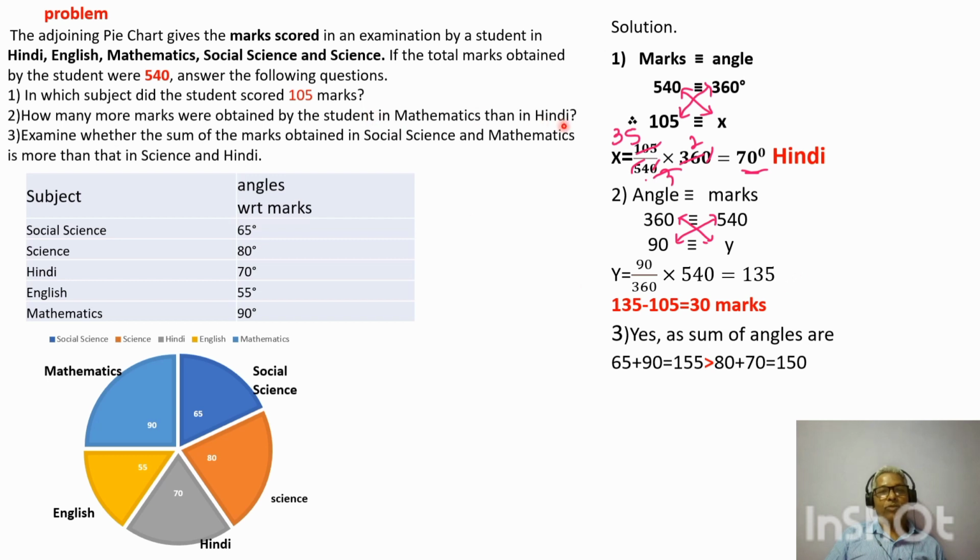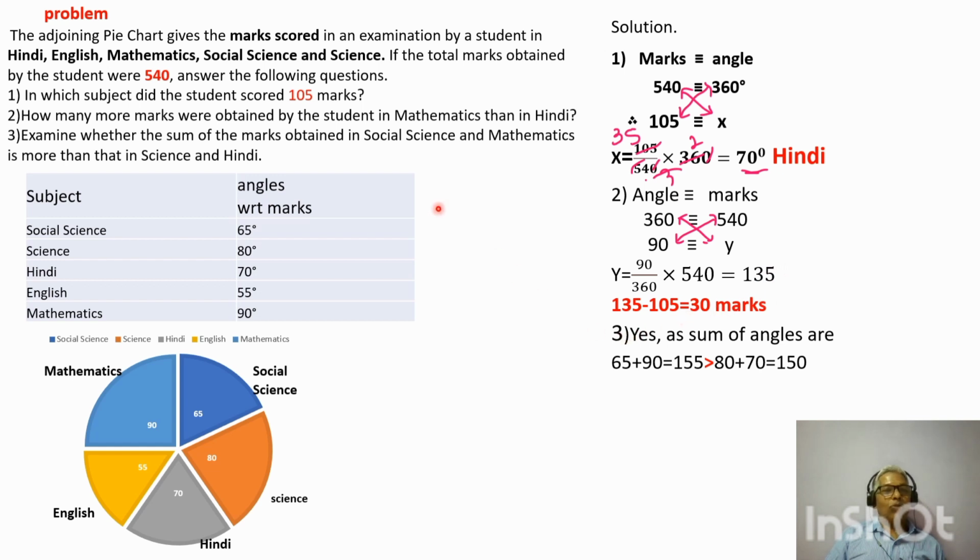Okay, so second question. See, only finding out this will not solve your problem. You have to answer the question, how many more marks were obtained in mathematics than in Hindi. So read the problem very carefully, any problem, try to understand it, then solve it and then answer it. If you leave it here, this will be half the answer and we will lose marks for this.